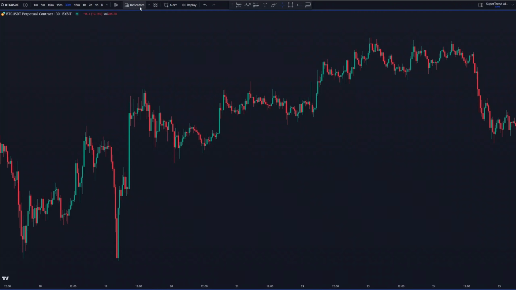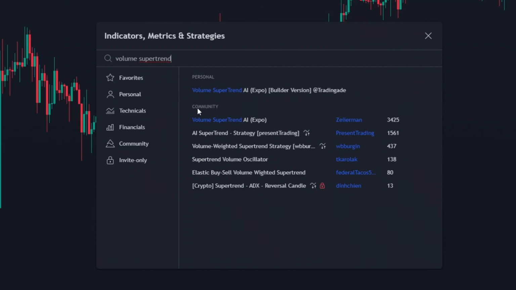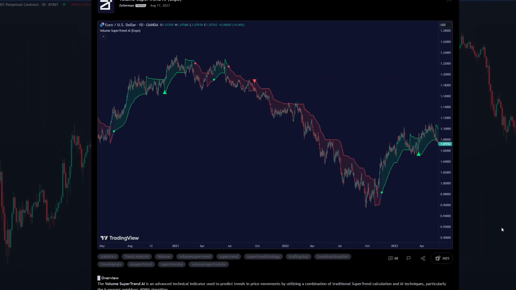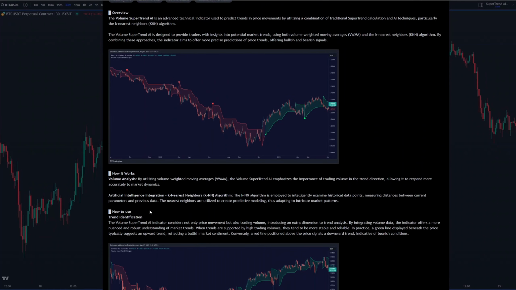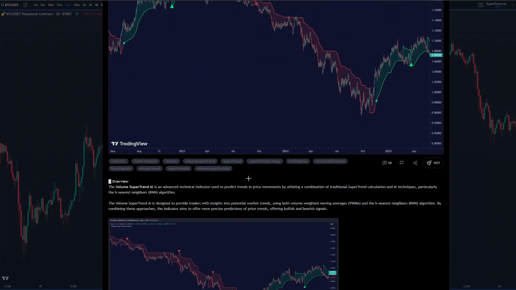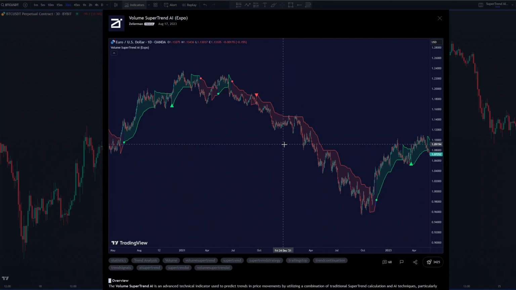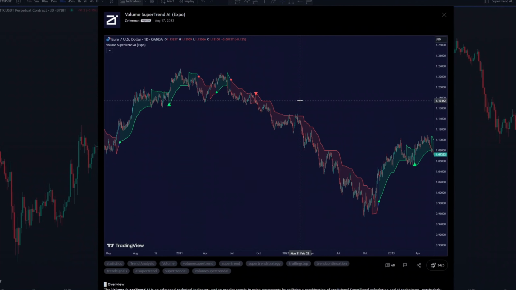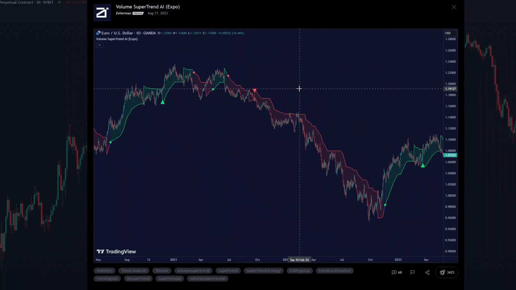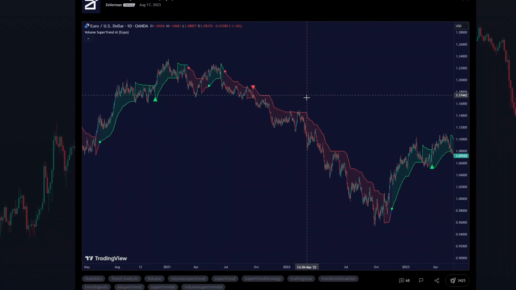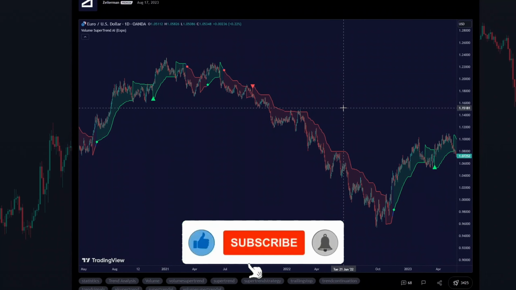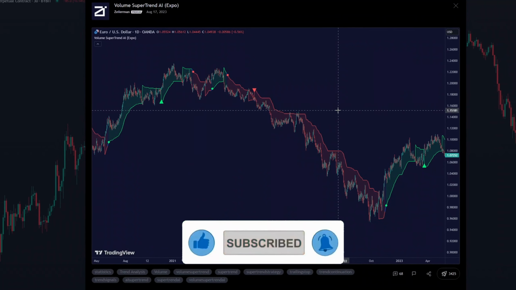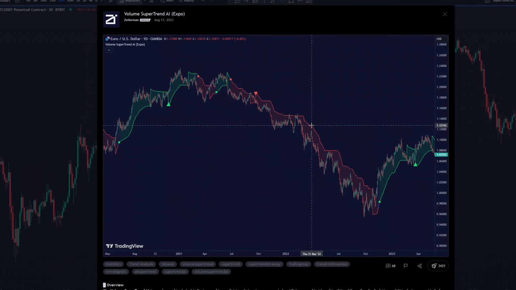Open the indicator session and type Volume Supertrend. And open this one, Volume Supertrend AI Expo by Zairman. By opening the documentation, you will see a lot of details here, but basically this indicator is built on the really famous supertrend, but in addition to the supertrend, it uses volume. The supertrend indicator is based on the price average and volatility. It typically involves calculation using the ATR and the multiplier factor, which help determine trend direction and reversal by plotting a line either above or below the price, depending on the prevailing market condition.